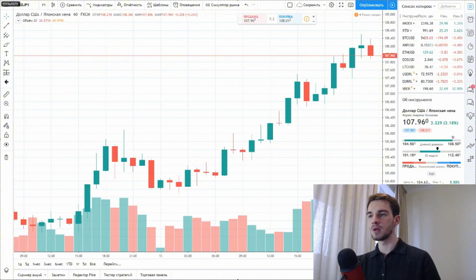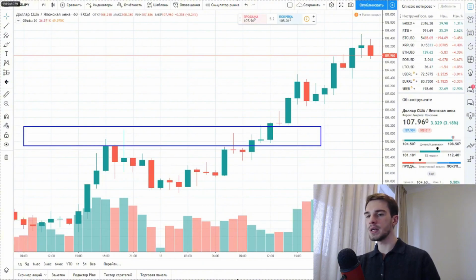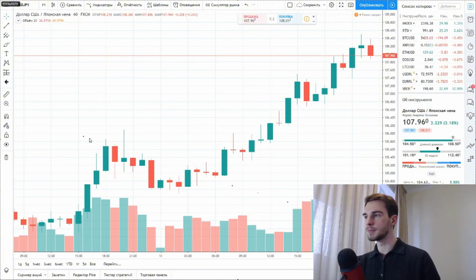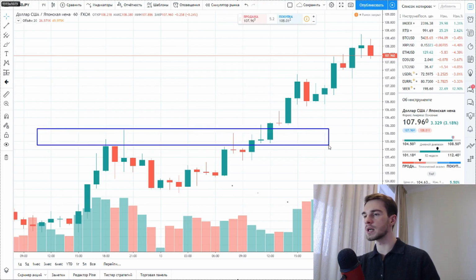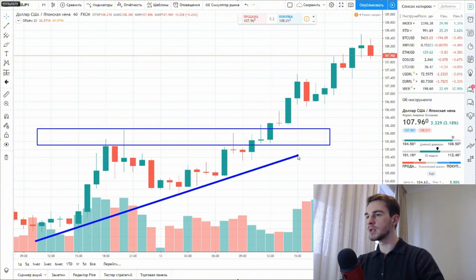Let me mark all of this again. The resistance level. I'll draw it a bit clearer for you to understand. Like this, see, and look closely. Let me again mark the rising lows to create a much clearer and more detailed picture for you.